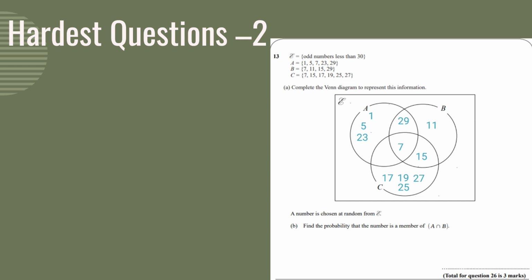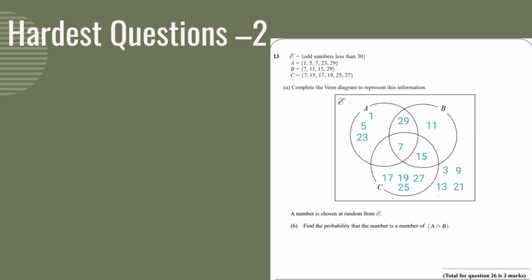However, this is the mistake most people make, they think this is it now, but they haven't read what the set is, which is odd numbers less than 30. And we're missing 4 numbers, which will be outside the circles. We're missing 3, 9, 13, and 21. And that's a completed Venn diagram.